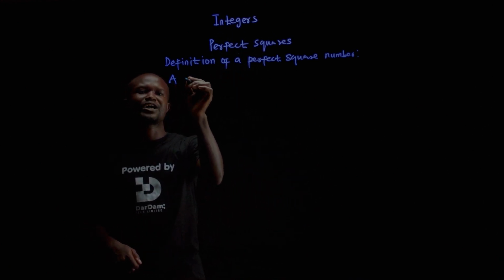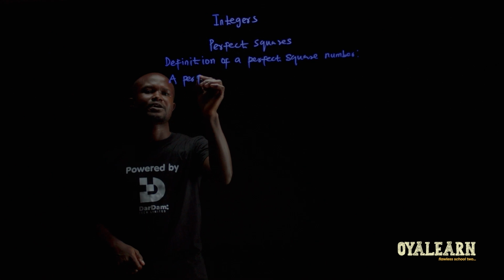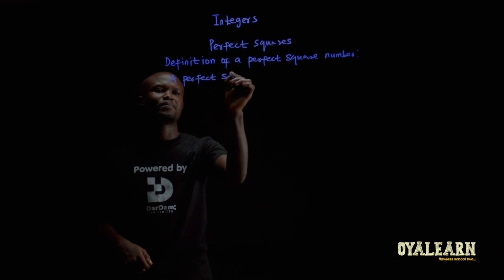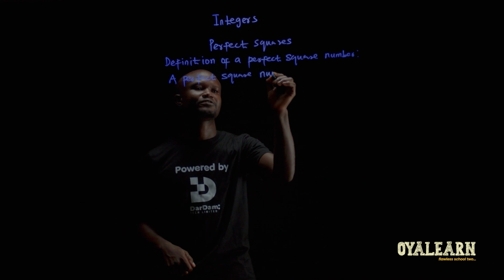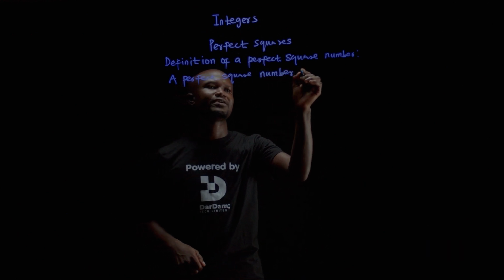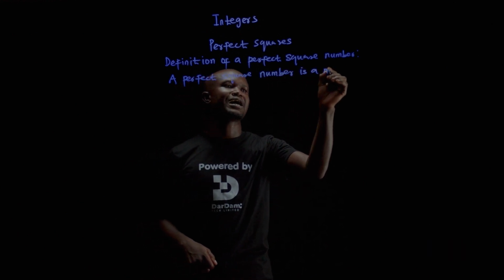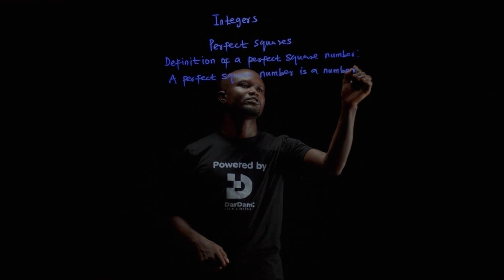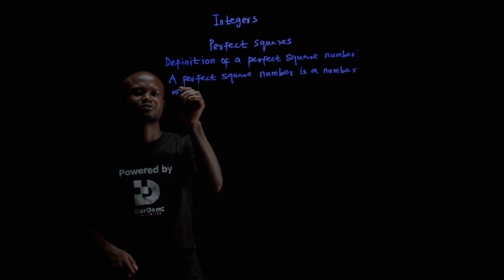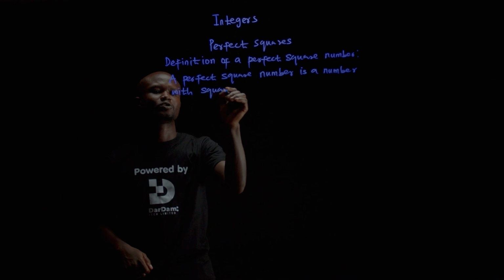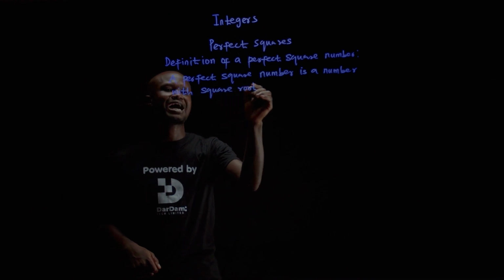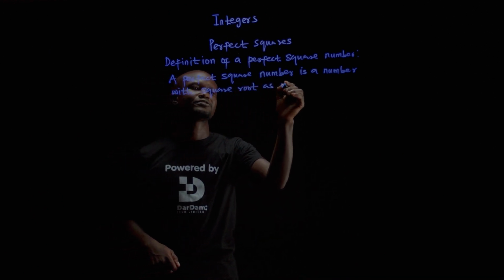A perfect square number. A perfect square number is a number with a square root as a whole number.